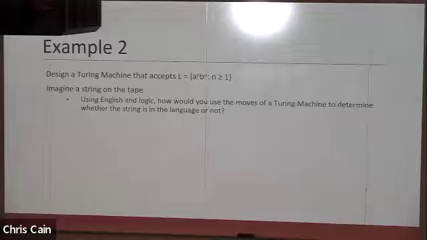So with that idea, try to get those transitions down. That's a lot of transitions and a lot of states. This is a reasonably complicated Turing machine. See if we can write that out.